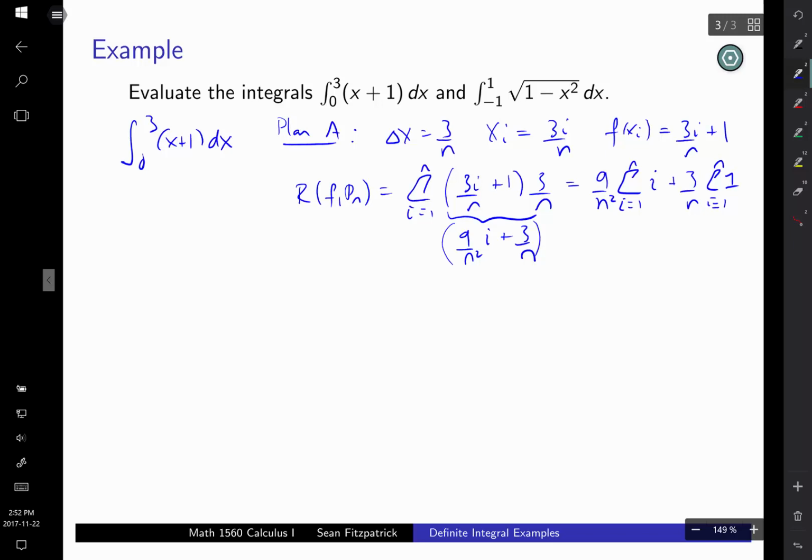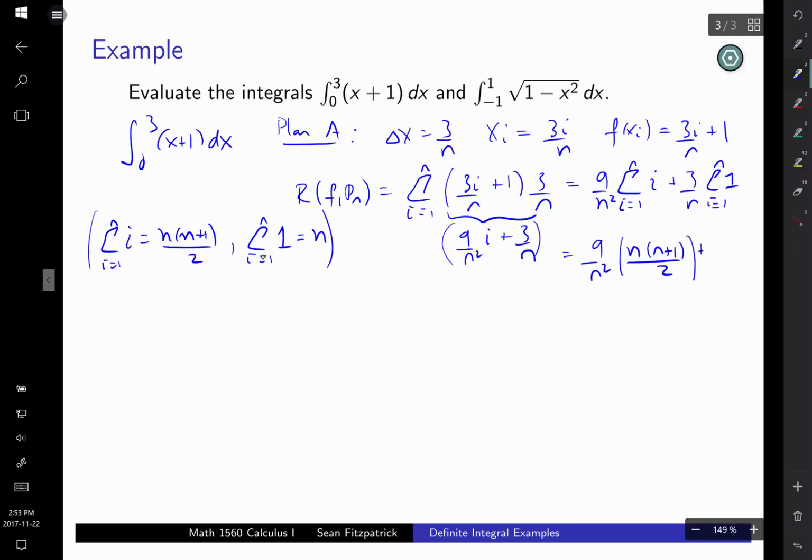And what we find, again, there are some summation formulas. The sum i going from 1 to n of i is n times n plus 1 over 2. The sum i going from 1 to n of 1, well, it's just adding 1 to itself n times, so you get n. So what we get here is 9 over n squared times n times n plus 1 over 2, and then 3 over n times n.